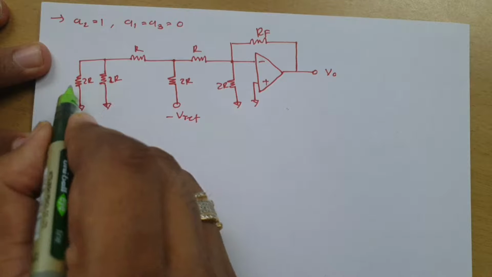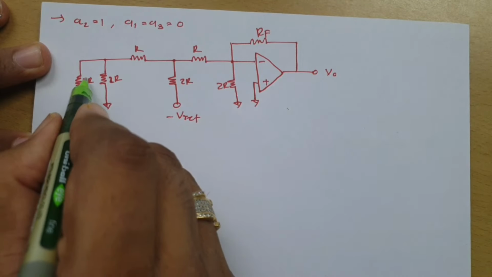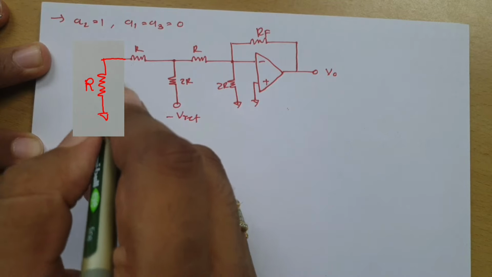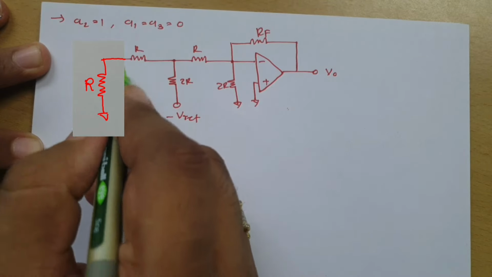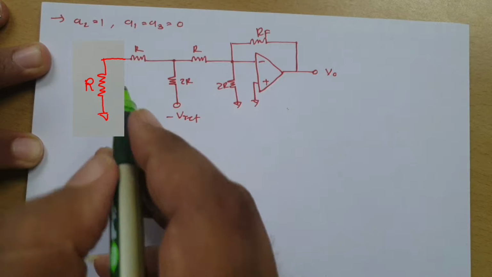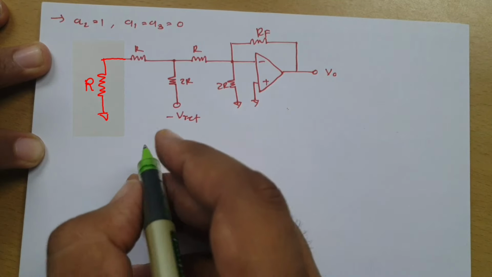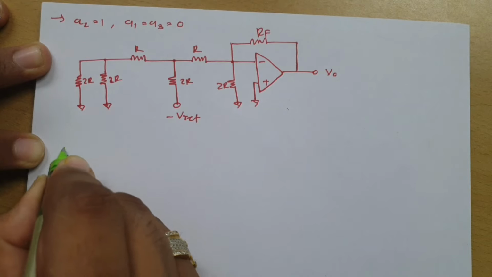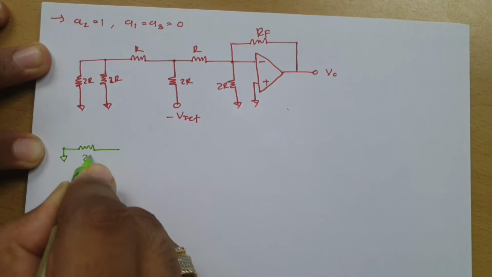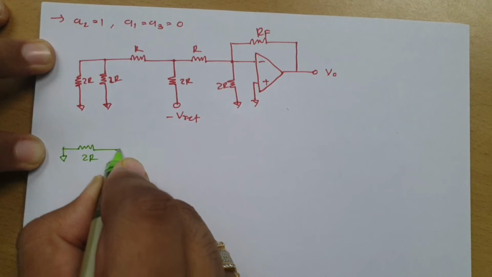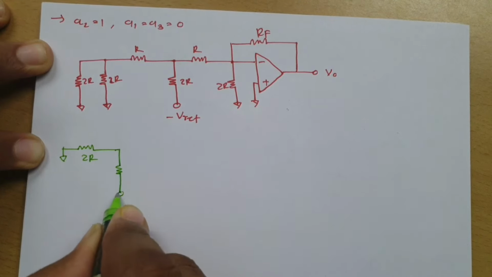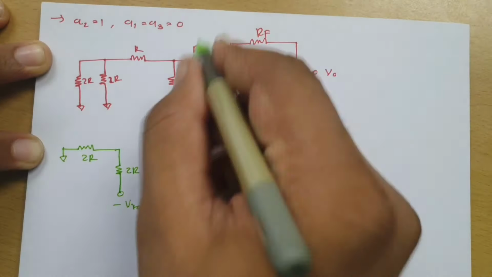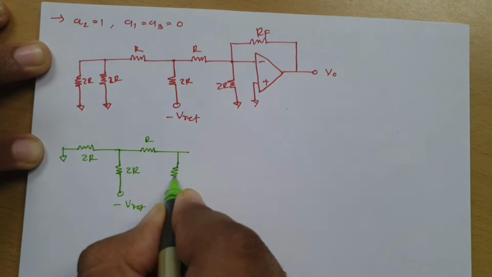So for that, first I need to solve this circuit. So you see this is 2R parallel 2R, so that is R, and that is in series with this R. So R in series with R, that is 2R. So now I need to redraw this structure again. So you see here we have 2R resistance, here we have minus V reference, and this is 2R, and again I am drawing this circuit again.